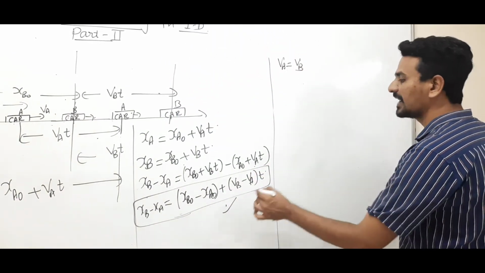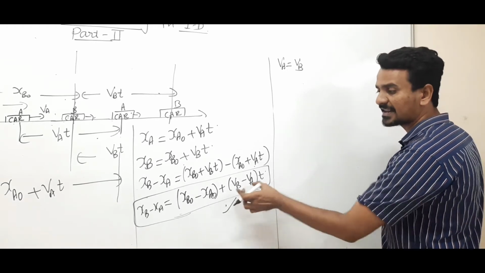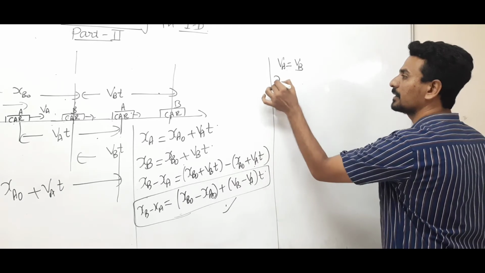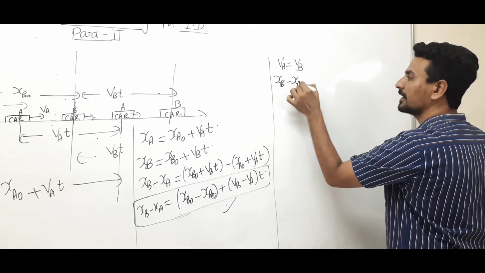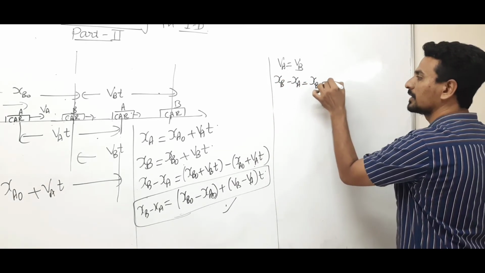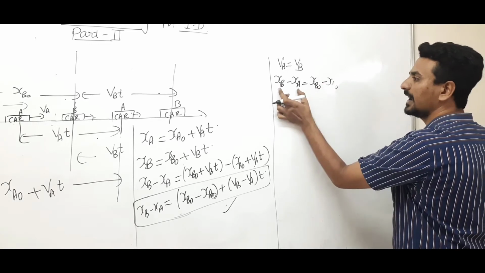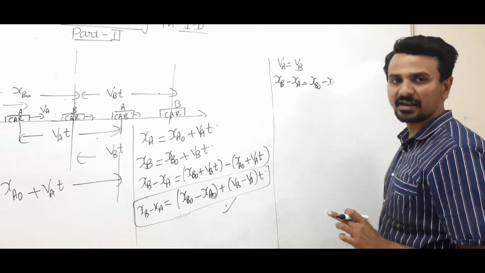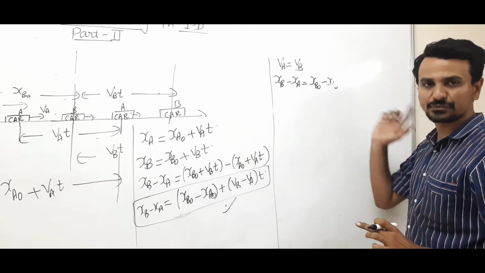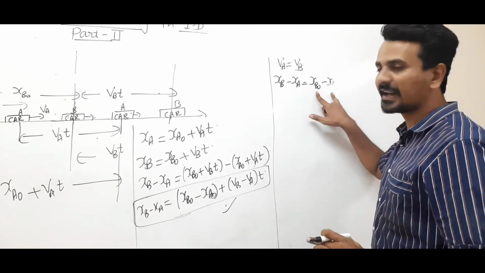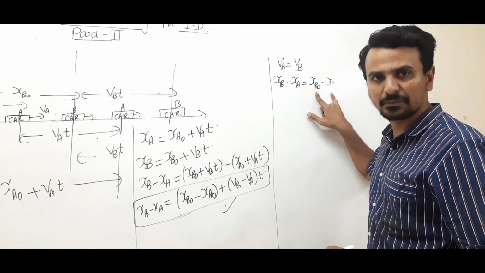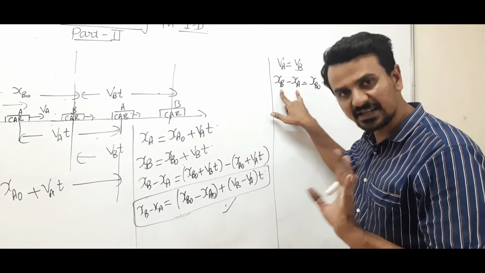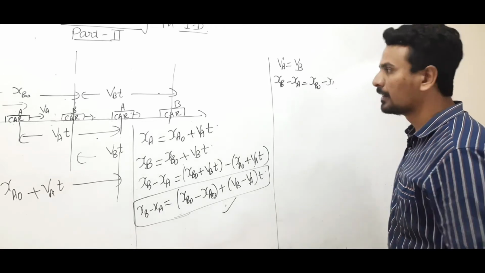See, when VA is equal to VB, this term will get cancelled. VB minus VA will become 0. So your formula will be XB minus XA equals XB0 minus XA0. That means the relative position of A and B at any time t will be the same as at t equals 0. This was the relative position of both the cars at t equals 0, and this is the relative position between both the cars at any time t, which remains the same.